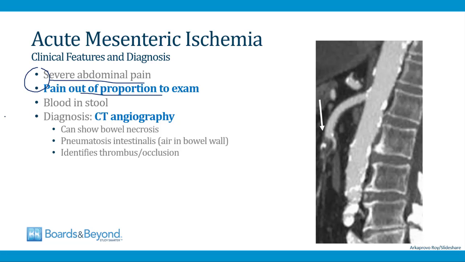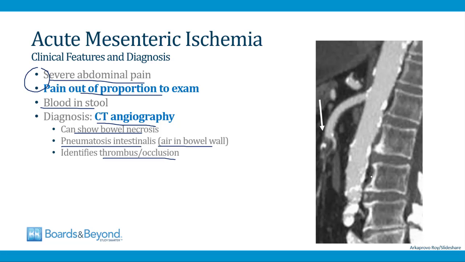Besides the pain, ischemia of the small bowel often leads to blood in the stool, which you can detect on rectal exam. The diagnosis is made by CT angiography. First of all, this can image the small bowel and you can see necrosis. You can also see a finding called pneumatosis intestinalis, which is air in the bowel wall. This occurs when there's ischemia to the bowel. And lastly, angiography by CT scan can identify the area of thrombus or occlusion.